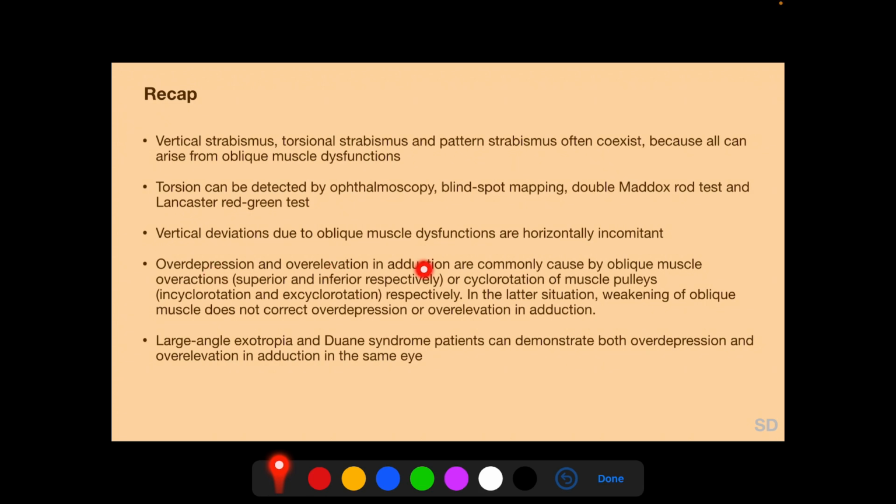Overdepression and overelevation in adduction are commonly caused by oblique muscle overactions, the superior oblique and the inferior oblique respectively, or cyclorotation of muscle pulleys, encyclorotation and excyclorotation of the muscle pulleys respectively. And in cyclorotation of muscle pulleys, weakening of oblique muscles does not effectively correct overdepression or overelevation in adduction. Large angle exotropia and Duane's syndrome with upshoots and downshoots can demonstrate both overdepression and overelevation in adduction in the same eye at different points in time.